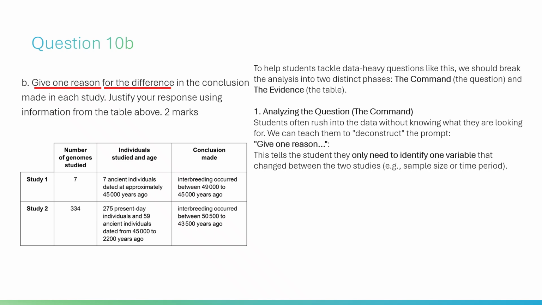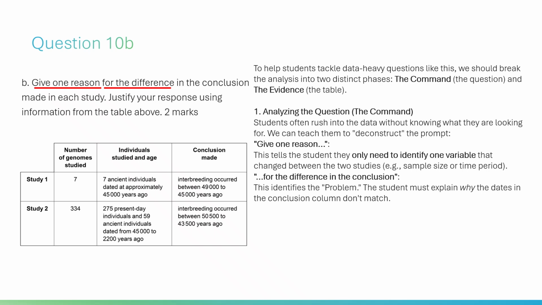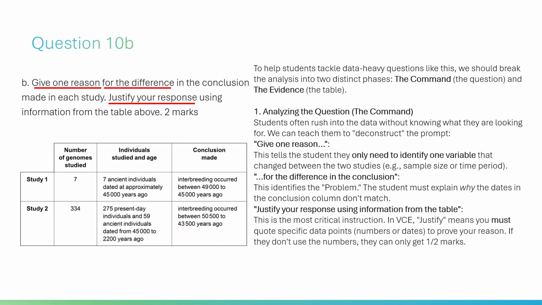For the difference in the conclusion. This identifies the problem. The student must explain why the dates in the conclusion column don't match. Justify your response using information from the table. This is the most critical instruction. In VCE, justify means you must quote specific data points, numbers or dates, to prove your reason. If they don't use the numbers, they can only get 1/2 marks.